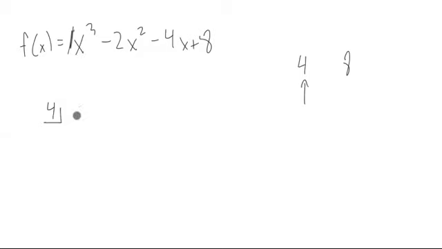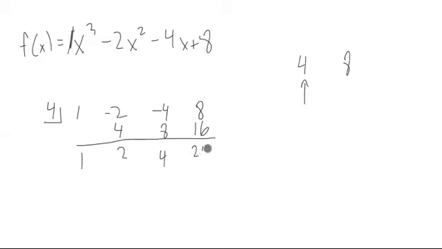Let's just get our coefficients: 1, negative 2, negative 4, and 8. All right. So we got 1, 4. Okay, we get 2, 8, 4, 16, and we get 24. Notice how all of these are positives. That means we've gone too far. And that means we don't have to try out 8, because 4 and anything above it is just too large to try.